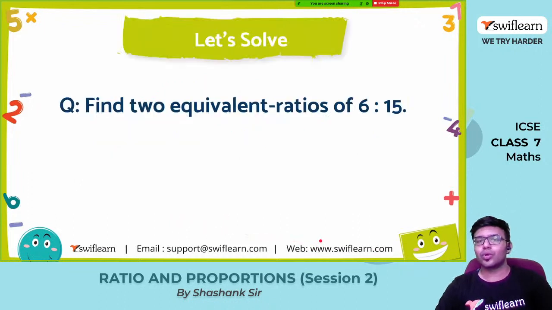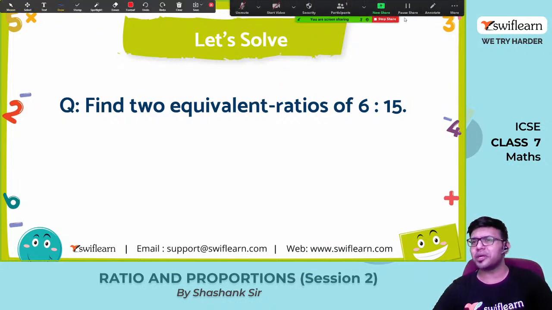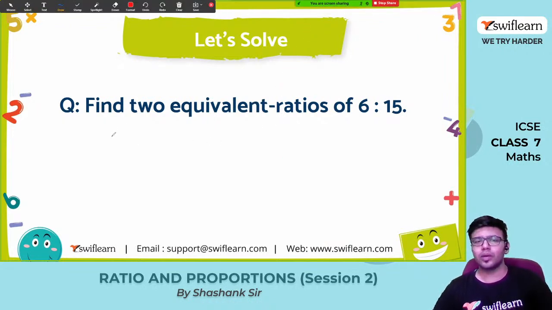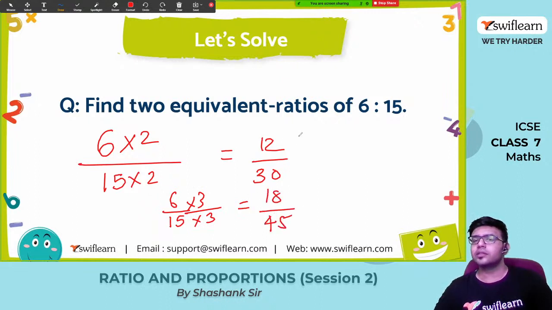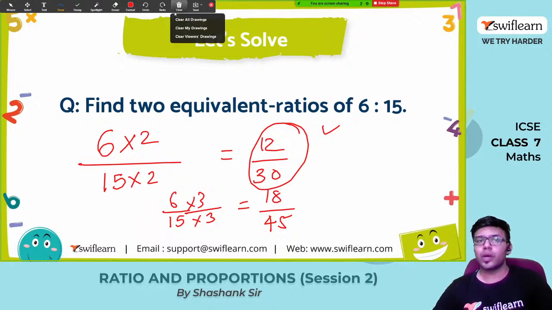So yes, find two equivalent ratios of 6 by 15. Okay, we have done enough with 10 and 100. So yes, let us now multiply by 2. 6 times 2 is 12, 15 times 2 is 30. Now the same thing you can multiply by 3. You get 6 times 3 is 18, 15 times 3 is 45. Sir, can we do this? Yes, you can multiply with 2 or 3 or any number. And you can get the equivalent ratio.